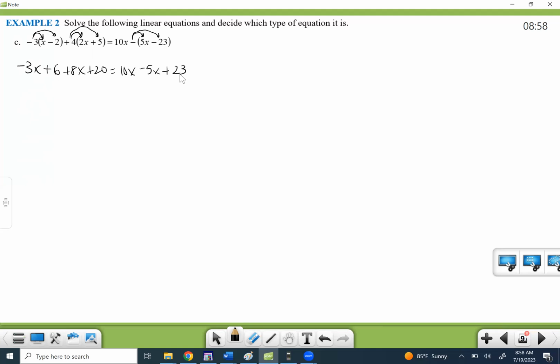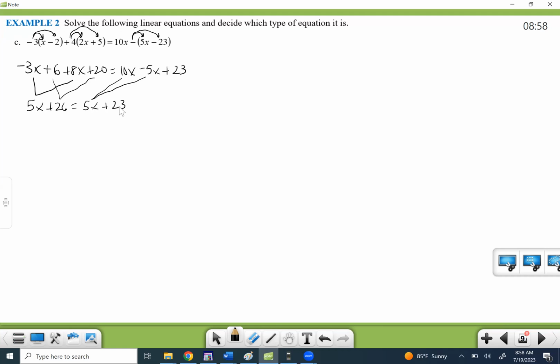All right, so now combining like terms. So we're going to combine the x's. Negative 3x plus 8x is 5x. 6 and 20 make 26. We're going to combine our x's. So 10x minus 5x is 5x.